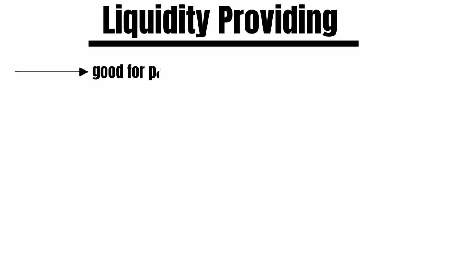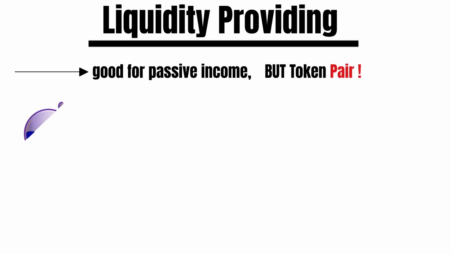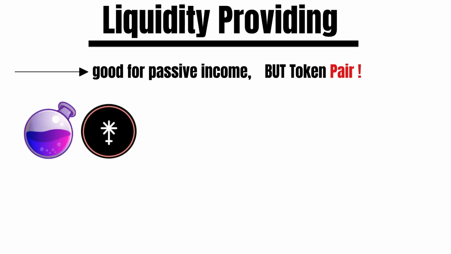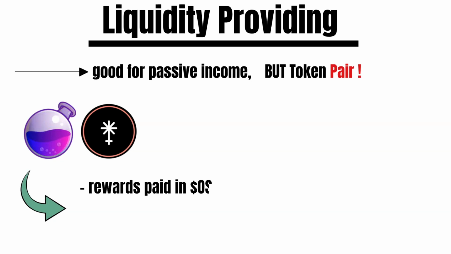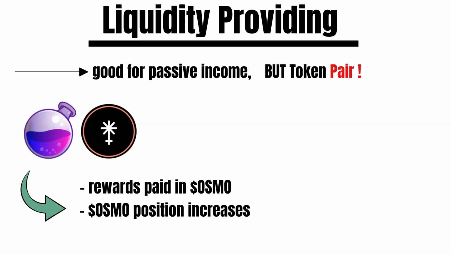Another thing that is worth mentioning is liquidity providing. Liquidity providing is very useful to increase your passive income stream. However, you must remember that you provide liquidity for a token pair. For example, for Osmo and Juno. Let's say you provide liquidity on Osmosis for this token pair. In this case, you won't earn any rewards in Juno, but Osmo. The problem is that while your Osmo position in your portfolio increases, your Juno position stays the same. That said, you technically lose against the native inflation rate of Juno.